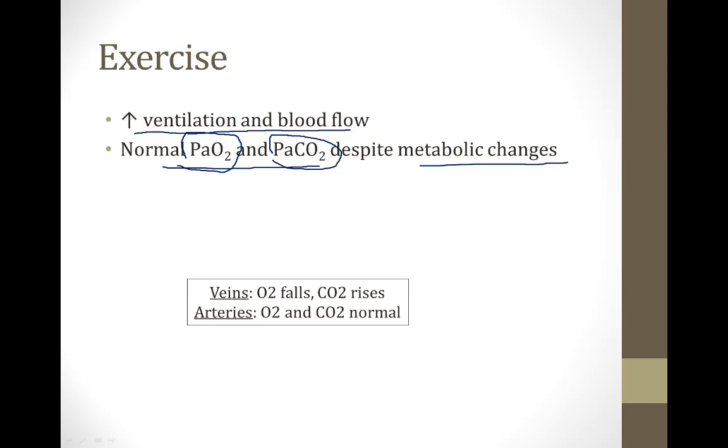So I've summarized this for you down here because they like to ask you this on tests. In the veins, the O2 level falls and the CO2 rises. That's a consequence of extra metabolism. In the arteries, the O2 and CO2 levels stay normal.